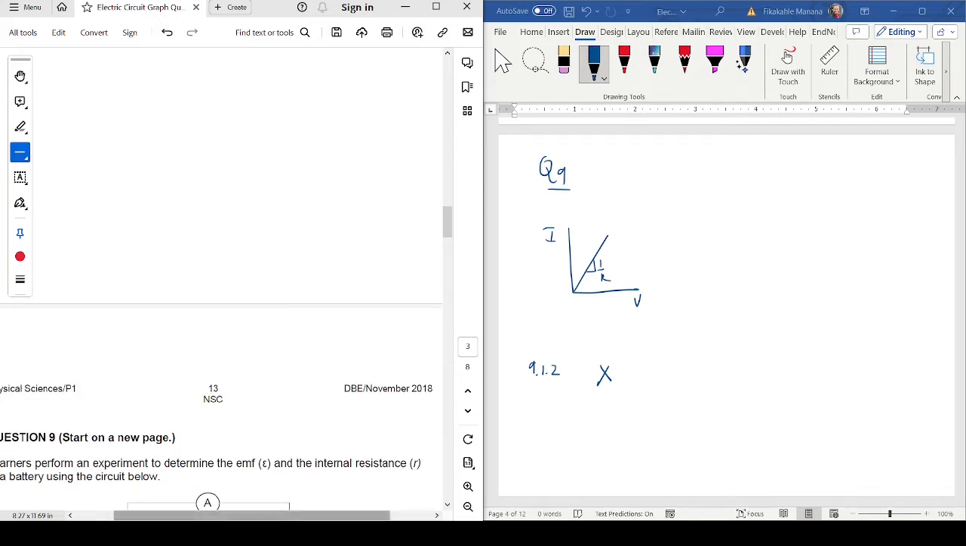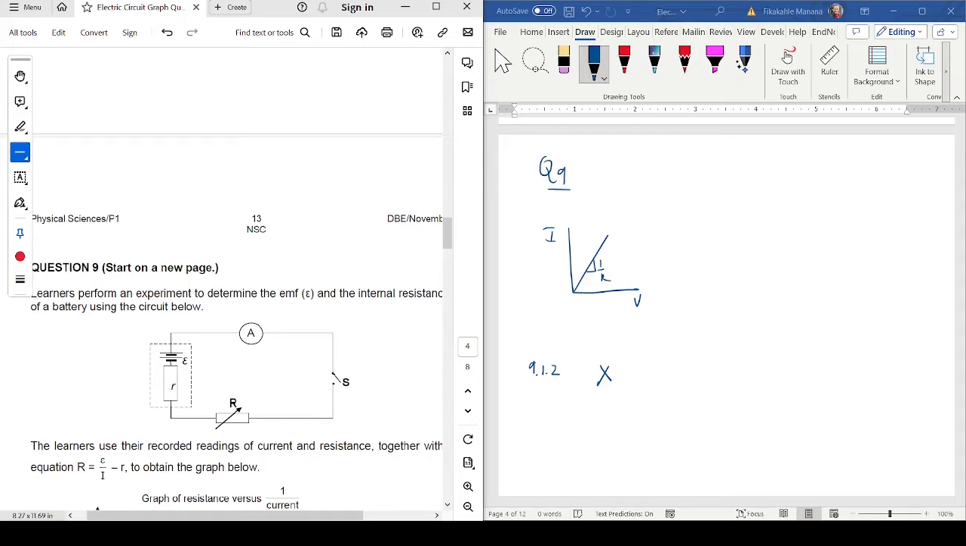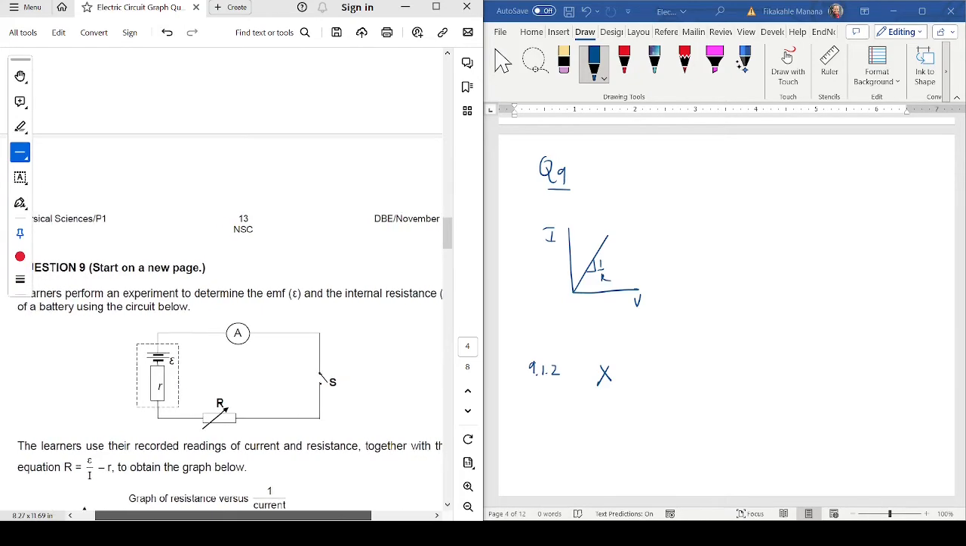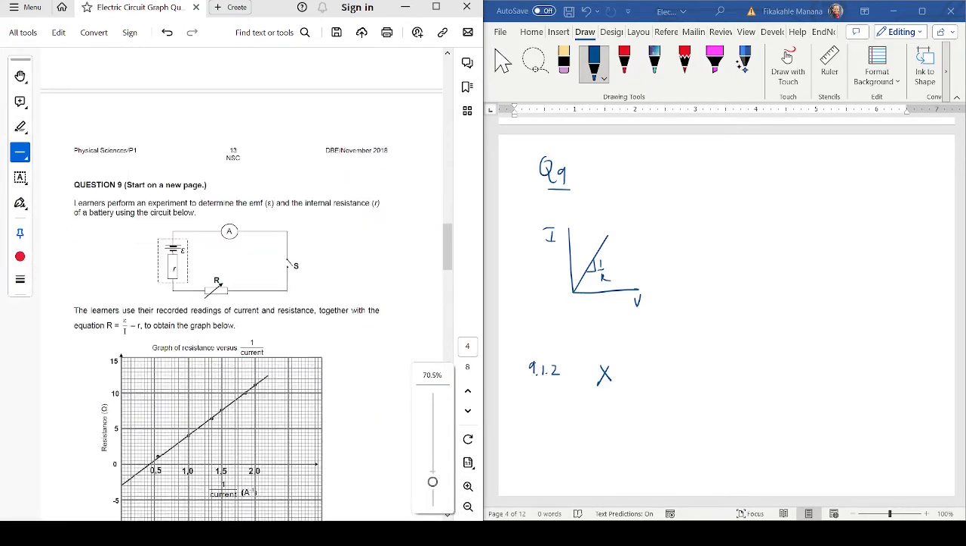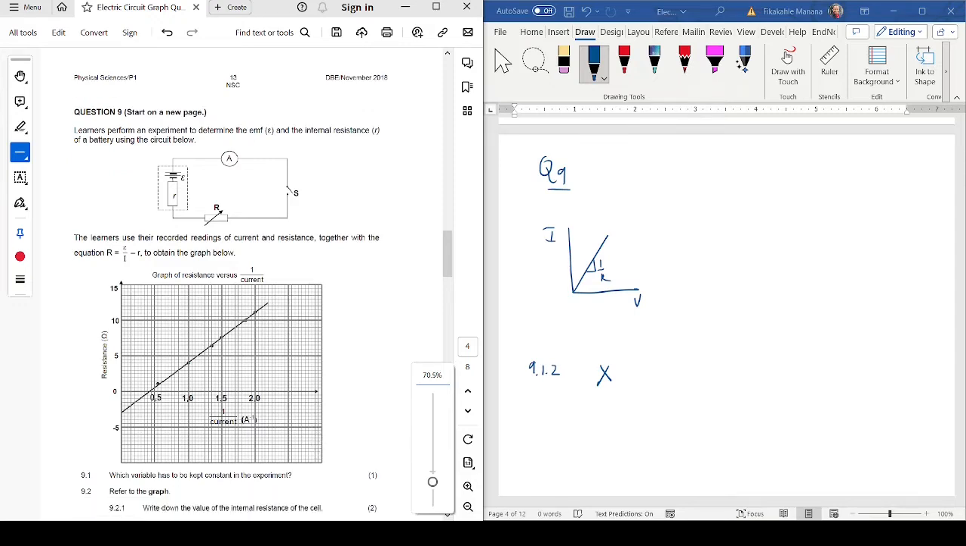So now the November 2018 paper, this is what we have. I'm just going to reduce the size. I hope you can see clearly. All right.